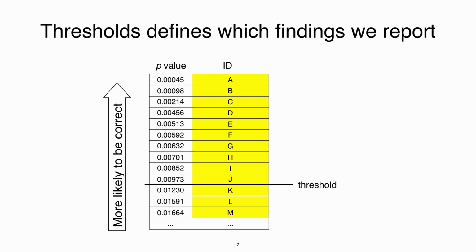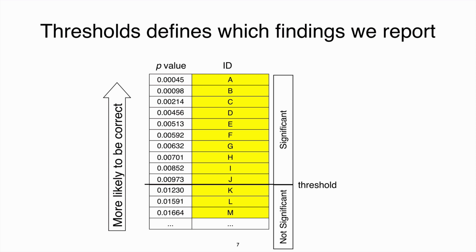So if we have a set of p-values that we've reported for different probes, each of these probes coming with an ID and a p-value, we understand that the lower the p-value is, the more likely the p-value is stemming from the alternative hypothesis. And the higher the p-value, the more likely it stems from the null hypothesis.